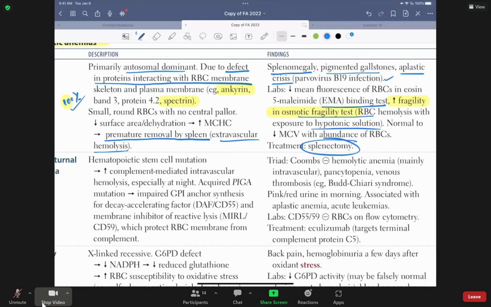It's ITP, folks. Because in ITP, you have antibody against platelets. So when they go to the spleen, it keeps picking on them, isn't it? So it's ITP. All right.